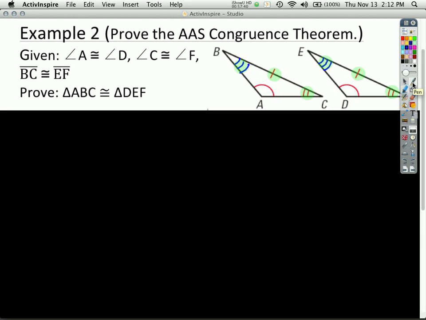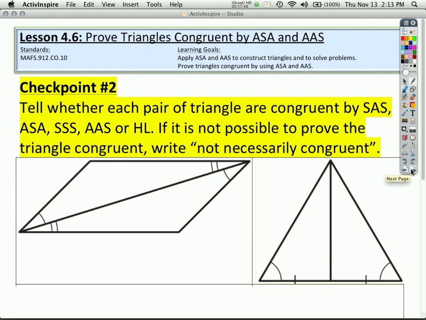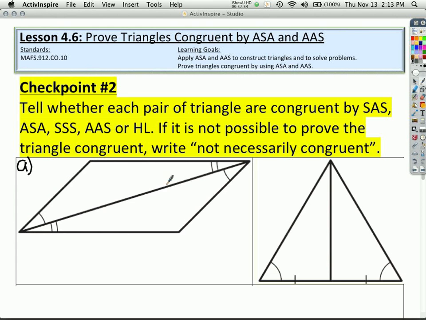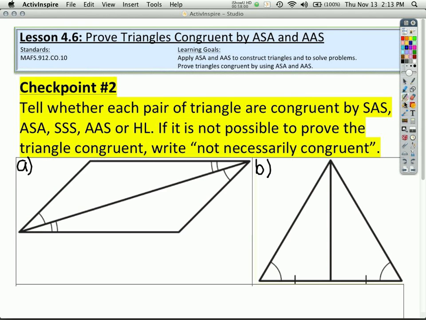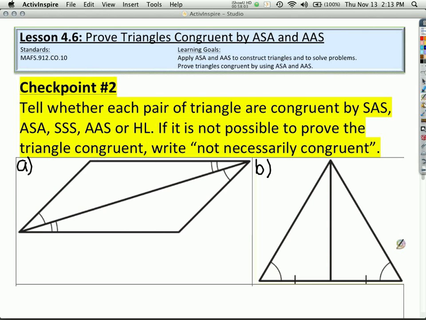So now, based on that, and what you've learned so far today, I'm going to give you a different checkpoint that's a totally different style. Somehow my labeling got a little messed up. This is A, and this is B. And so here's what you're going to do. Tell whether the pair of triangles can be proven congruent by any of the postulates or theorems you know so far. You may use SAS, ASA, SSS, AAS, or HL.